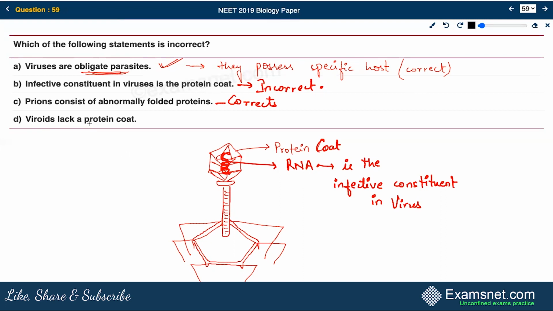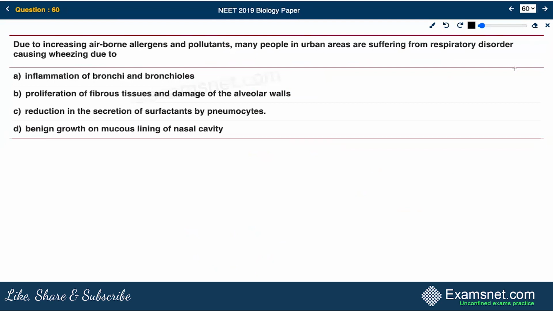Then viroids, they lack a protein coat. This is also a correct statement, that yes, viroids lack any kind of protein. That's why they are known to have naked RNA. Since they lack a protein coat, they have naked RNA. So this statement is also correct. So the incorrect statement is option B. I have to find the incorrect statement over here. Remember. Clear? Now, question number 60.